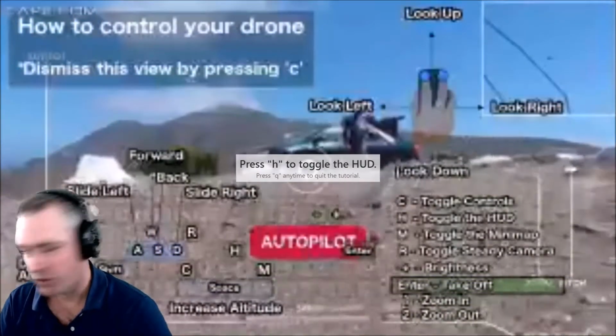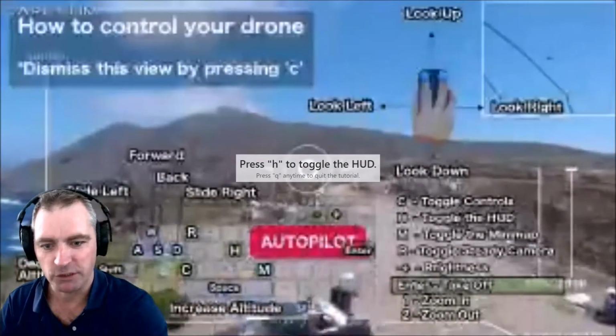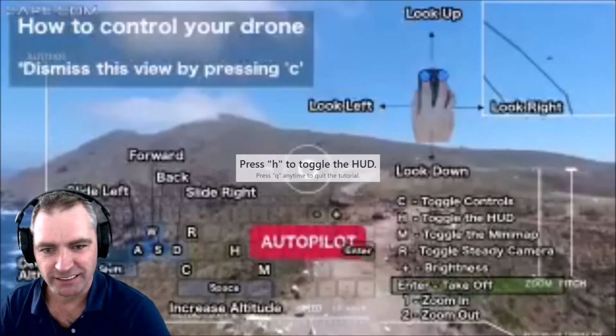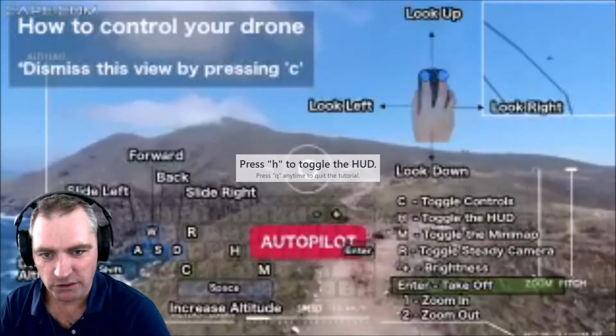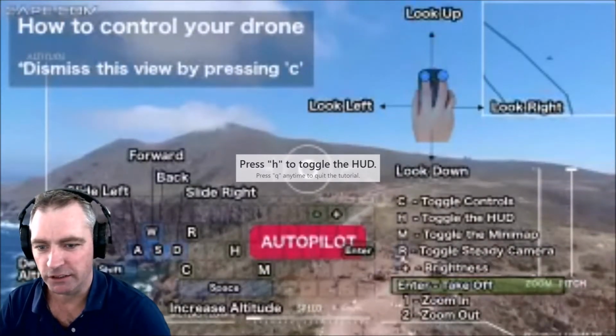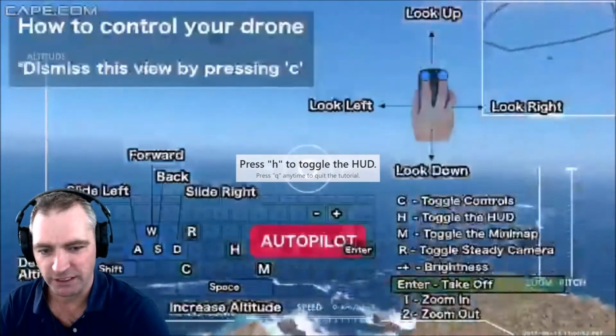3, 2, 1, lift off. This is real life. Oh, the quality is a little bit funny there. I'm lifting up. It's in autopilot mode right now. And the sound has gone funny. Press H to toggle HUD. I like the HUD. It's in autopilot right now, so that's what we can just expect. It'll come out of autopilot in a sec.